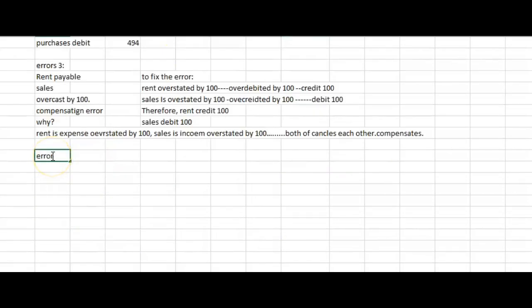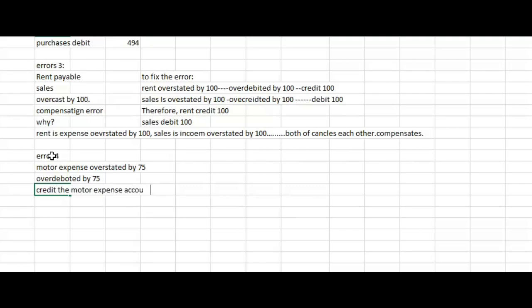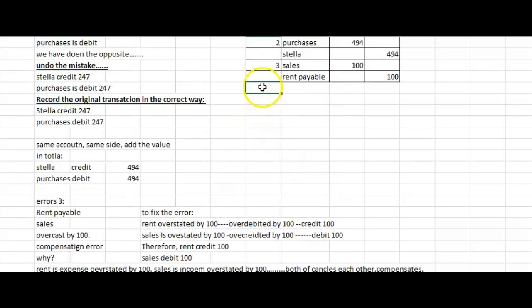In error 4, a check for motor expenses of $75 was debited twice to the motor expenses account. The issue here is not with the debit or credit side and not with the choice of account. The error is that the same amount has been recorded twice, which means the figure is overstated. As a result, the motor expenses account is overstated. The question only mentions an overstatement in the motor expenses account, which tells us that the bank account has been updated correctly and should not be adjusted.